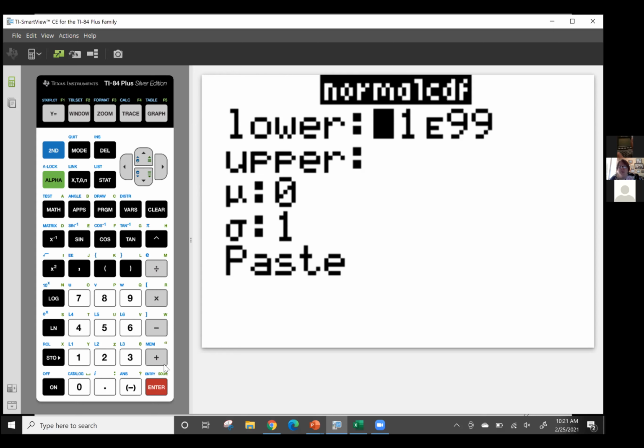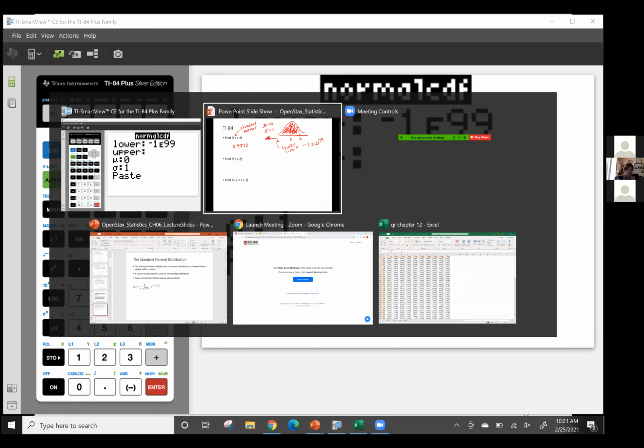Mm-hmm. Yeah. So whenever I do that, what you're going to do second, the bars, so you're going to type up. Yeah, you're going to type in -1 EE99, comma 2, comma 0, comma 1. So let me go back and write that down. Okay, I got it now.